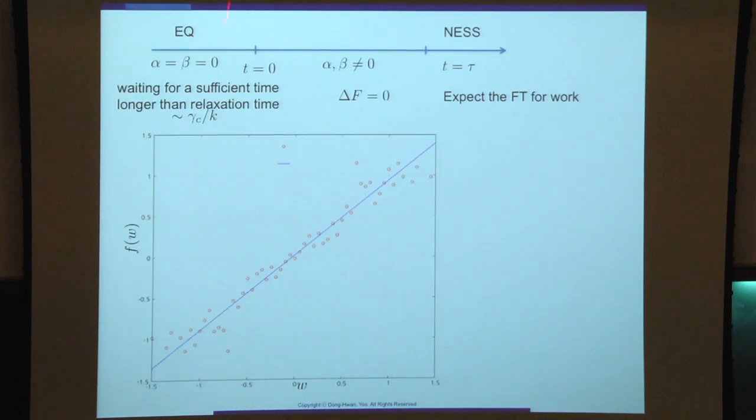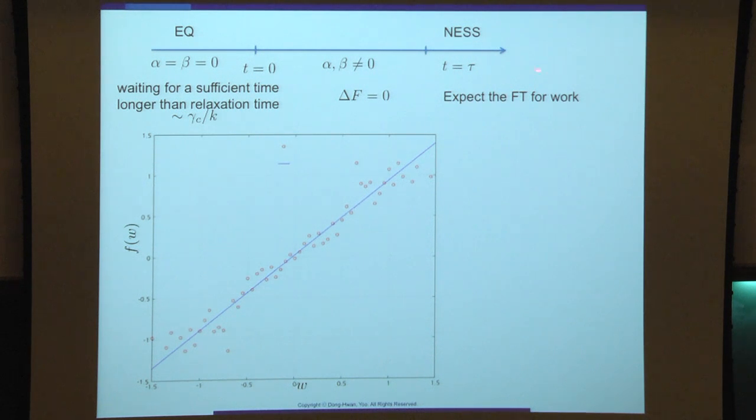So in our system, we wait for a long time, sufficiently long, much longer than the relaxation time, and maintain alpha and beta at 0. That means after a very long waiting time, the system reaches equilibrium. At time t0, I turn on the non-equilibrium driving first, then perform some measurements up to t equal tau.